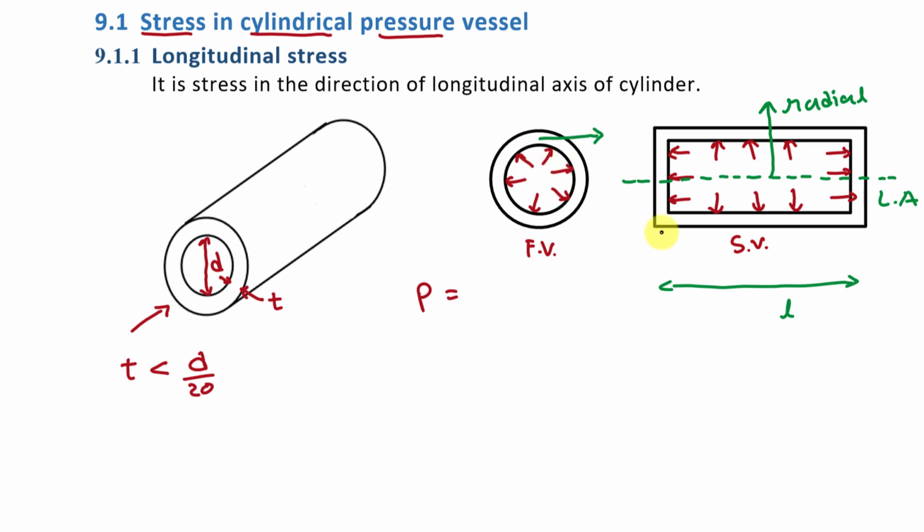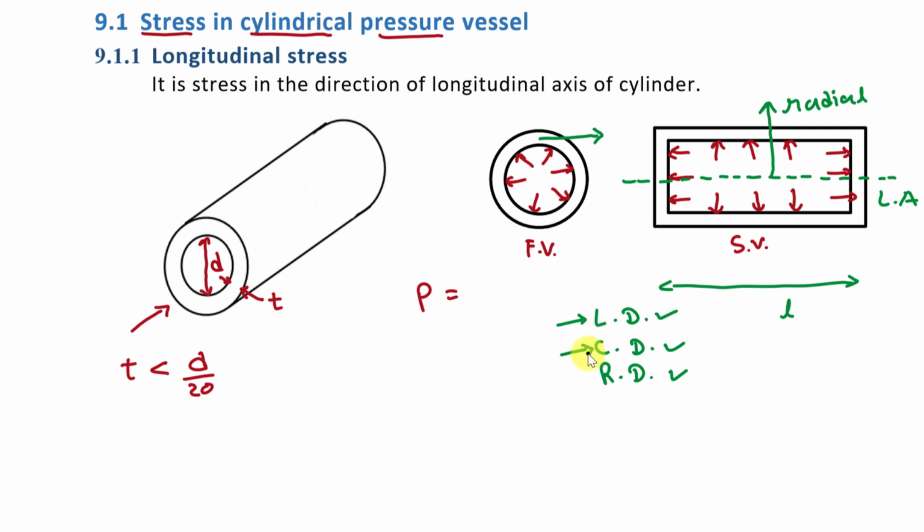Fine. So now due to this internal pressure P, there will be stresses in all the three directions. One will be in longitudinal direction, second will be in circumferential direction, or we can say in tangential direction, and third will be in radial direction. Means here we will get three types of stresses. So here we get these three stresses in three directions, and stress in longitudinal direction is called as longitudinal stress.